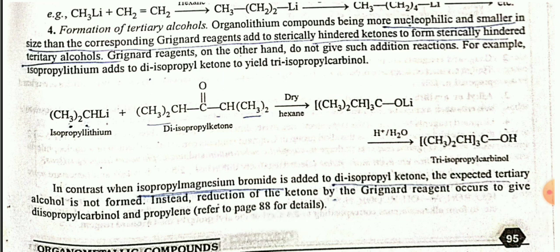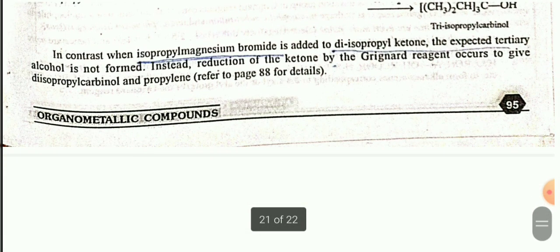Fourth, formation of tertiary alcohols. Organolithium compounds, being more nucleophilic and smaller in size than the corresponding Grignard reagent, add to sterically hindered ketones to form sterically hindered tertiary alcohols. Grignard reagent, on the other hand, does not give addition reaction. For example, isopropyl lithium adds to diisopropyl ketone to yield triisopropyl carbinol. In contrast, when isopropyl magnesium bromide is added to diisopropyl ketone, the expected tertiary alcohol is not formed. Instead, reduction of the ketone by the Grignard reagent occurs, giving diisopropyl carbinol and propylene.